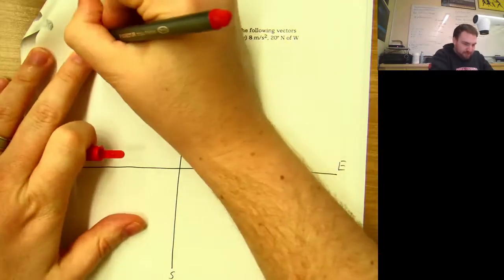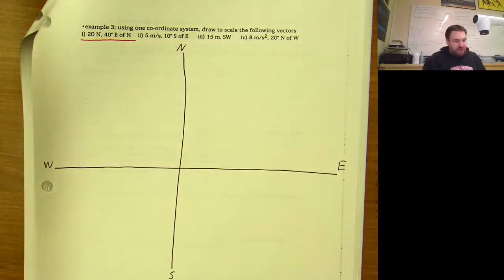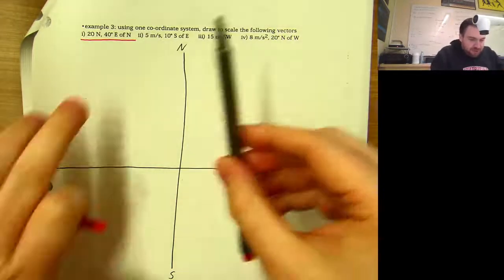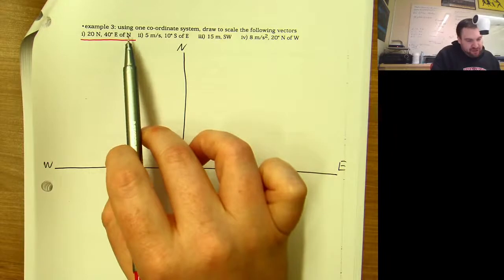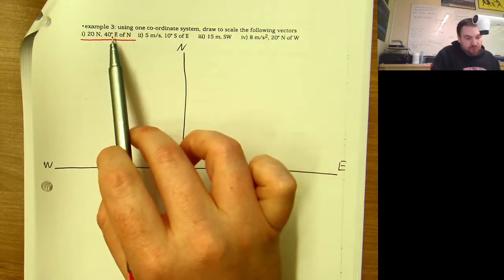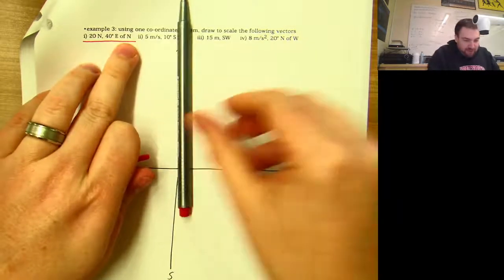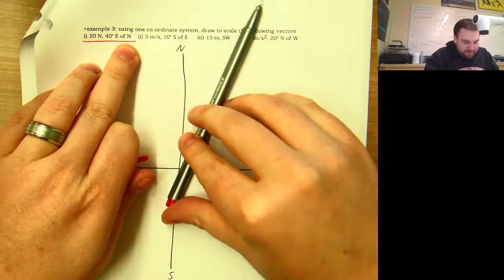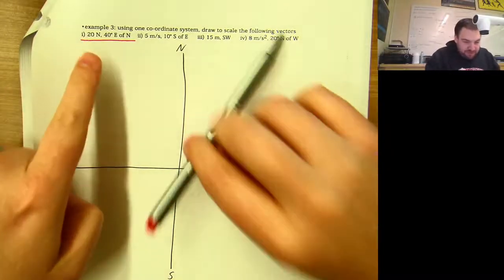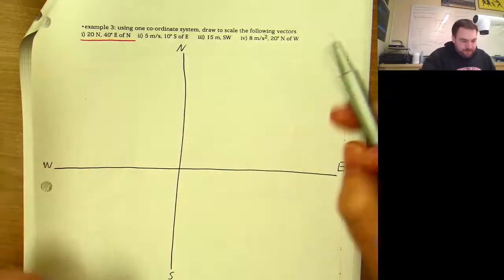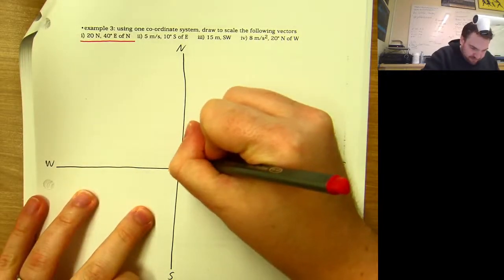So we'll do this guy in red. My 20 newtons, so that's a force vector, 40 degrees east of north. So the first thing we got to do is establish what east of north is. So you always start at the second direction and then go blank of it. So if we're starting at north and we want to go east of it, well, east is to the right, so we're going to go here, something that looks like that. And this one's going to be 20. So let's look here. I've got a 20, a 5, a 15, and an 8. Okay, so the 20 is the biggest one. So we're going to make something that looks like this.